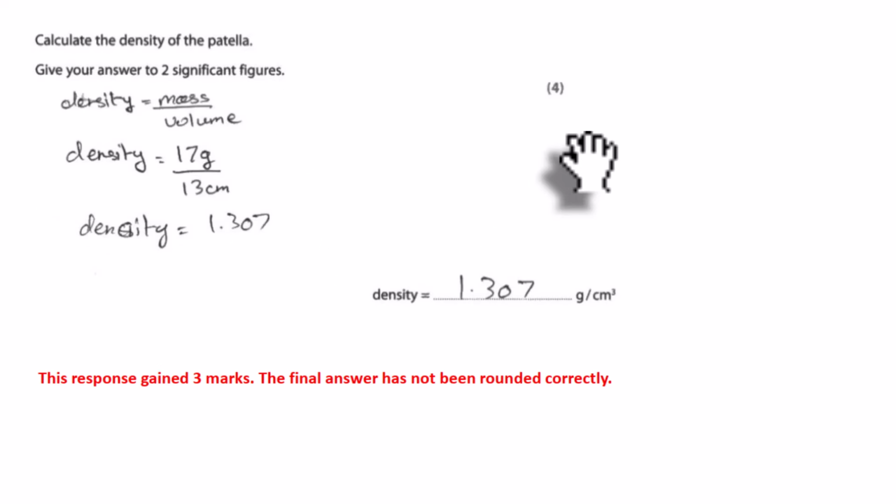Calculate the density of the dice. Give your answer to two significant figures. This response gained 3 marks. Everything was fine. The final answer had not been rounded correctly. So when a question asks you to give your answer to two significant figures, you cannot violate this instruction. You have to give your answer to two significant figures. But the student unfortunately had given the answer to 4 SF, which got him penalized.